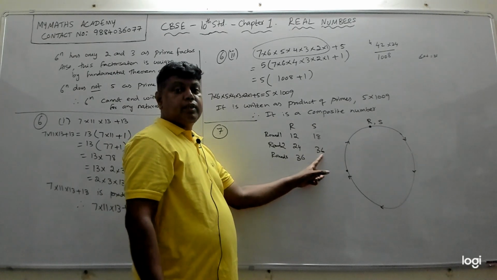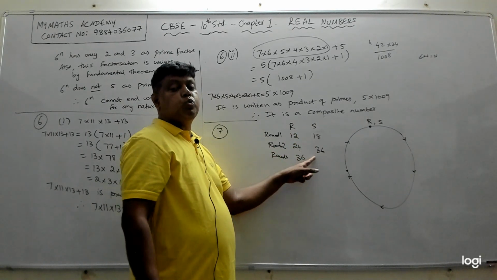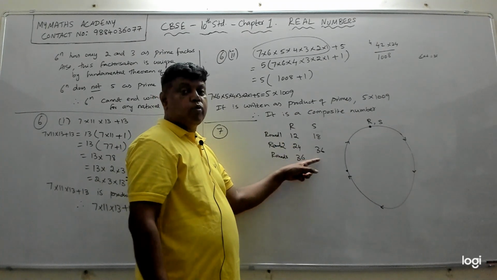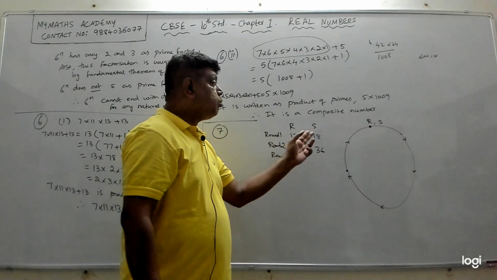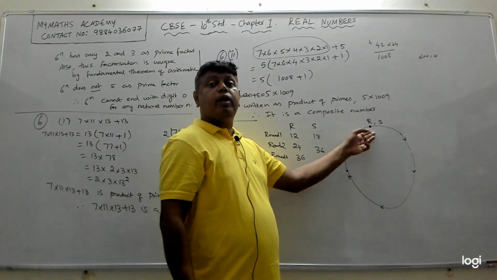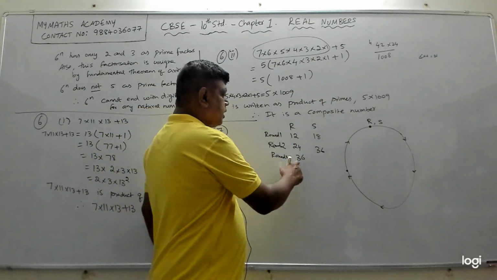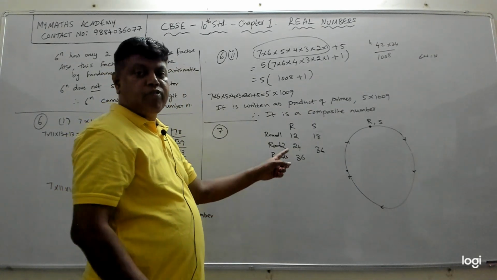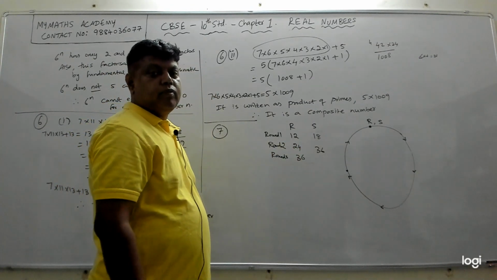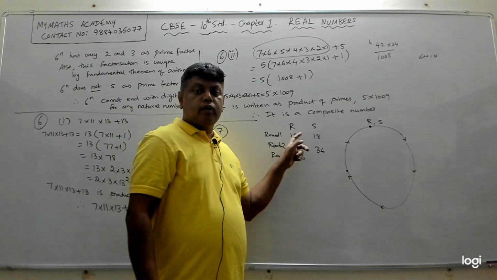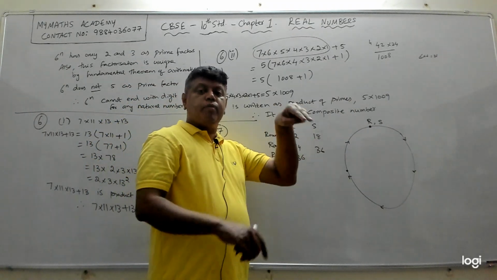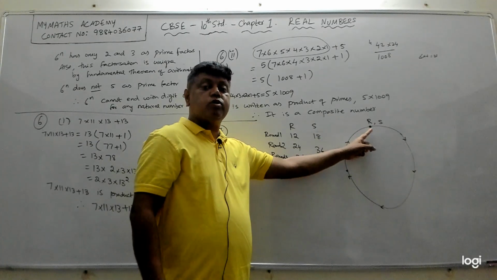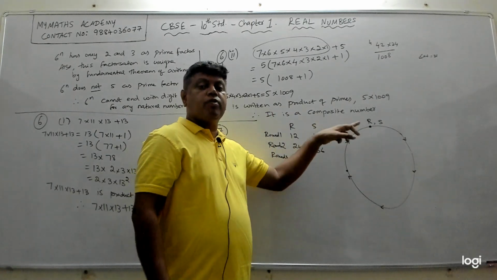Also 36. Which means after 36 minutes, Sonia will complete 2 rounds, but Ravi will complete 3 rounds, and both of them will be at the same point. When? After 36 minutes, because 36 is the lowest common multiple of both 12 and 18. So by the time Sonia completes the second round, Ravi would have completed the third round, and both will be at the same point.